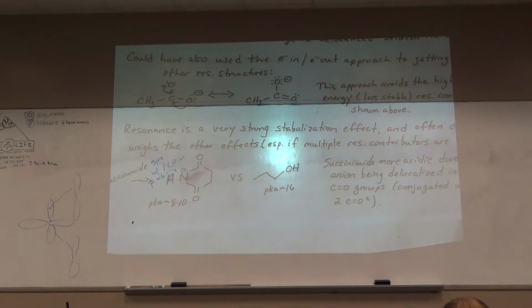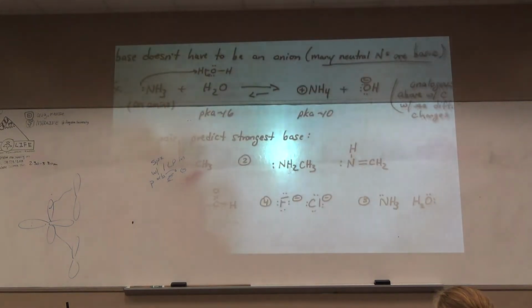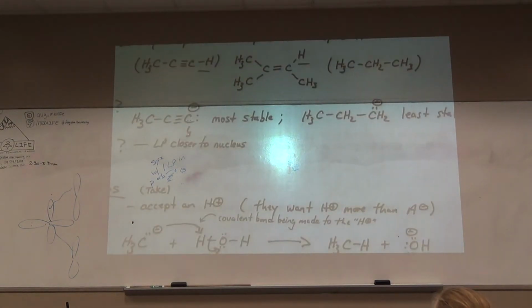It's very hard for you to know the line where one thing matters and another doesn't. In that example, resonance trumps electronegativity. In other cases, it may not. Number 4, hybridization effects.